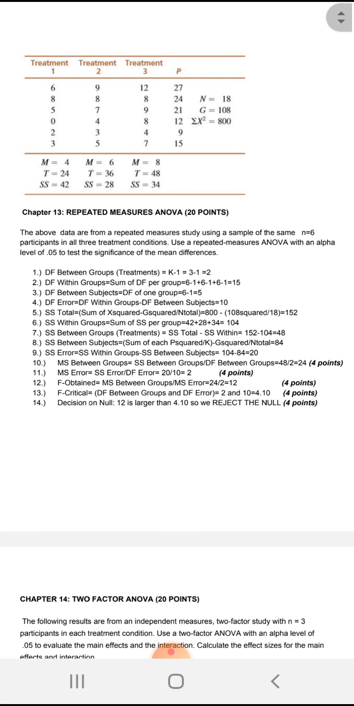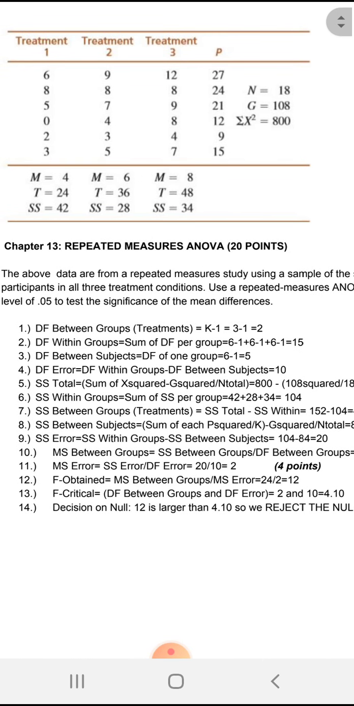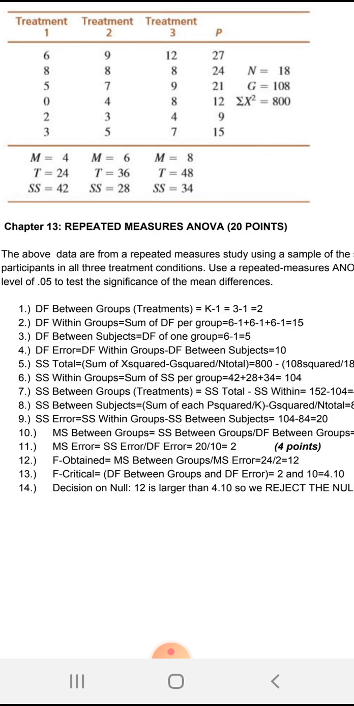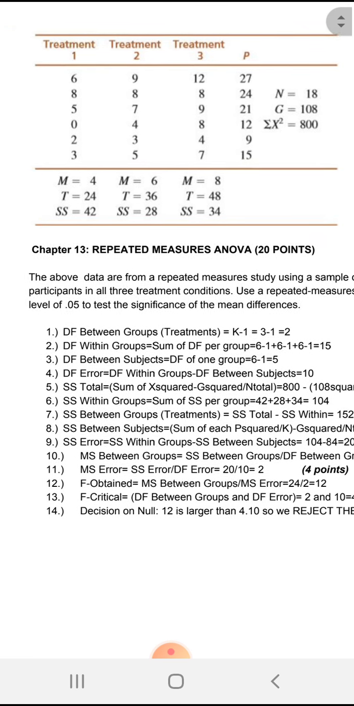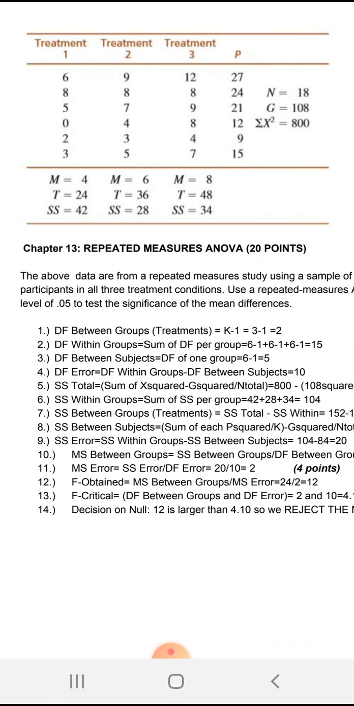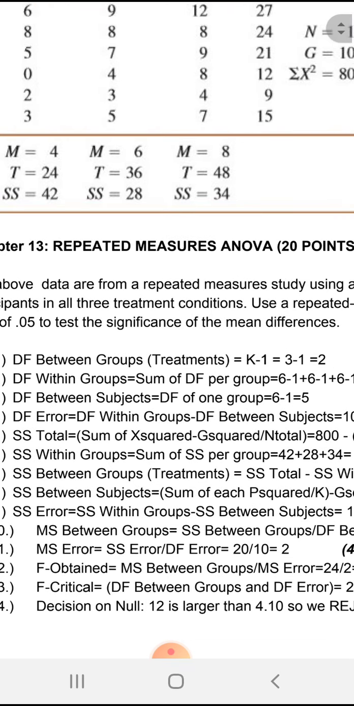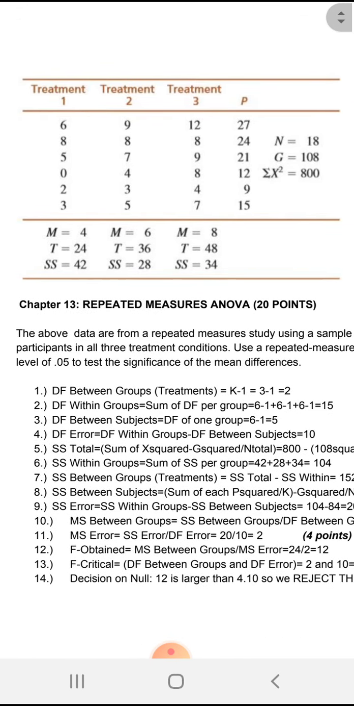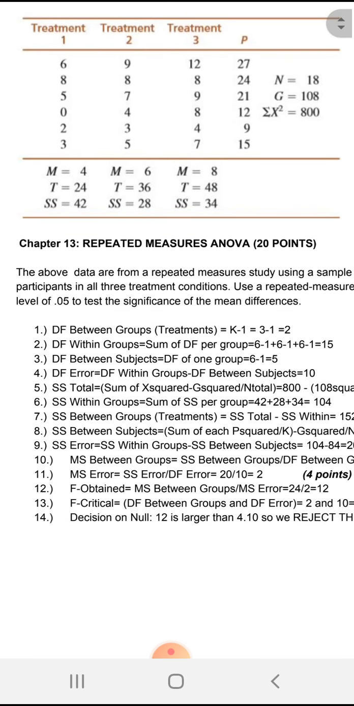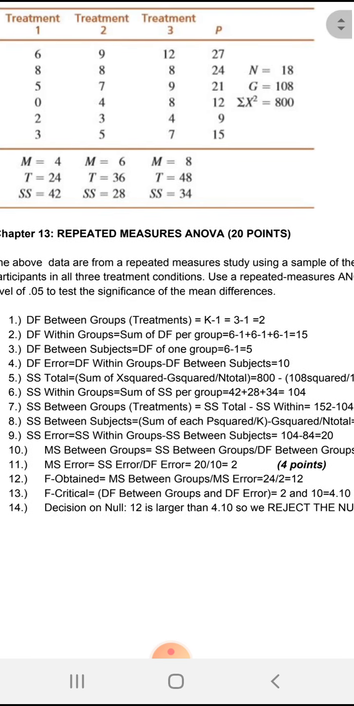Okay, so if you look at this table, we're given some information. We're given G, which is the grand total, N, which is the total N, or big N, of the entire study. We're given the sum of x squared. We're given the means for each group, the T's for each group, which are just the totals for each group, and the sum of squares for each group. So based on all this information given, we will be able to answer this question.